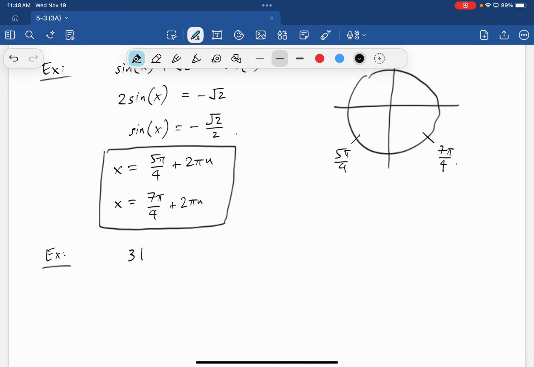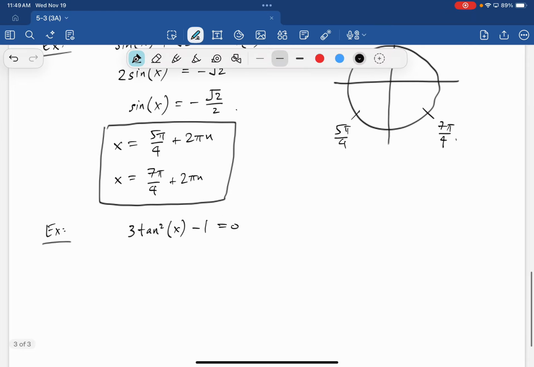Let's do 3 tangent squared x minus 1 equals 0. So the logic here is very similar. We want to try to isolate the tangent, but the difficult thing here is that we have a square, and so we need to be very careful because anytime we square something, we're going to have two solutions, right? A positive one and a negative one.